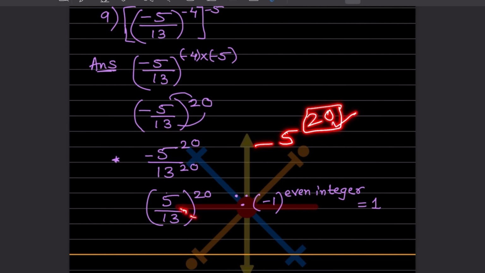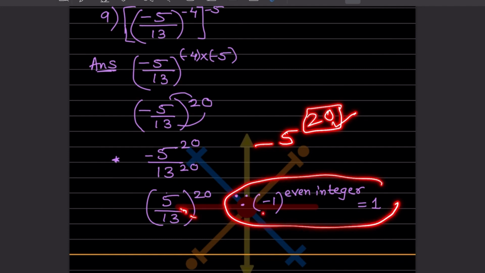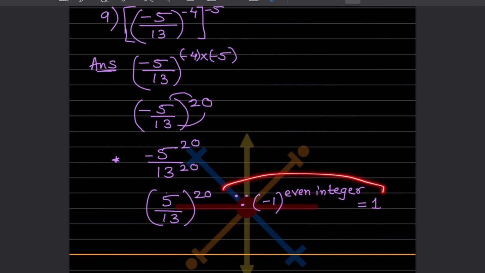So can you see this rule? There is a rule. Whenever you have such negative and this is an even number, so this is different for you. So that will be 1. So this rule you have to follow. So this becomes positive. Just follow this. This is different from the rest. So we get over here, that will be 5 by 13. This is the final answer.